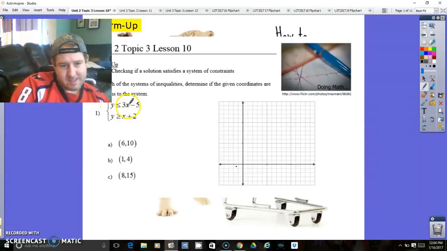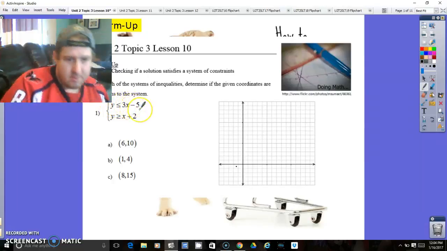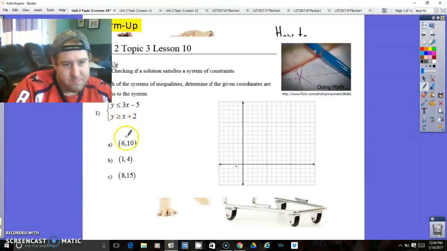3 times 6 would be 18. 18 minus 5 would be 13, and 10 is greater than or equal to 13. So that would work so far. 6 plus 2 is 8. 10 is greater than 8. So that does work for both of them.